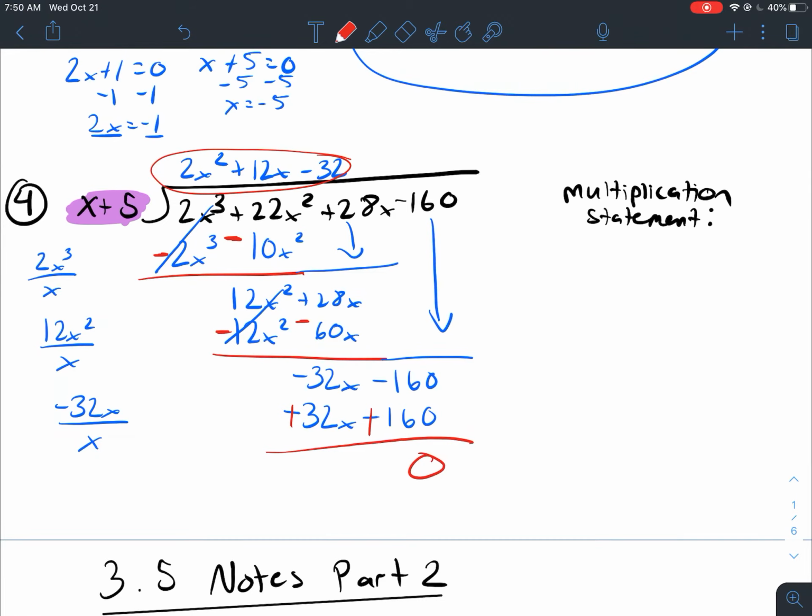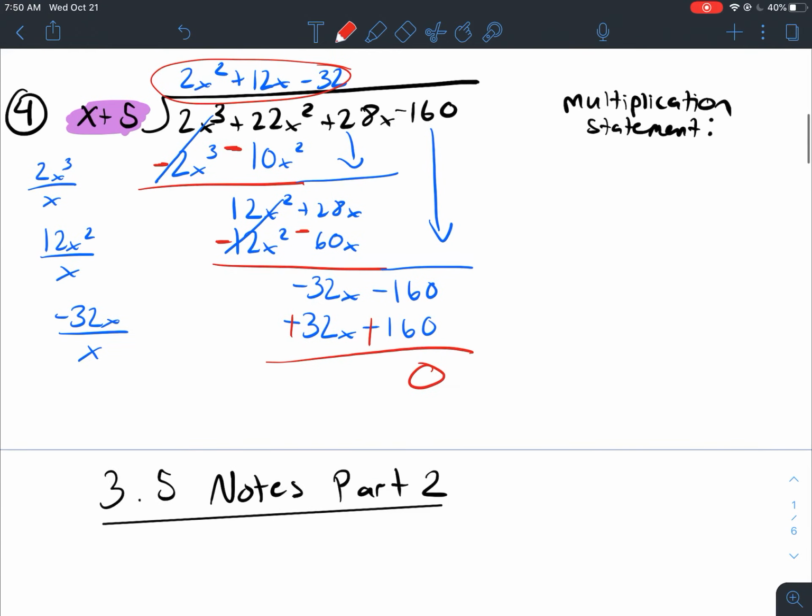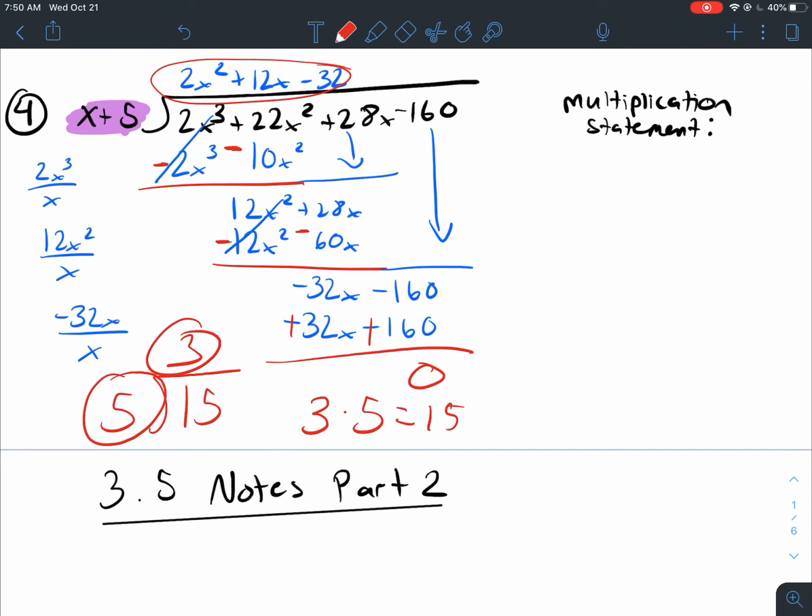Now, what do they mean by a multiplication statement? Well, I want you to just think about regular division, okay? Like if I gave you something like 15 divided by 5 equals, we know that would be 3, right? The multiplication statement would be that 3 times 5 equals 15. So basically what you divided by and your answer, those multiplied give you this guy under the hat. All right? So that's what we're going to do here.